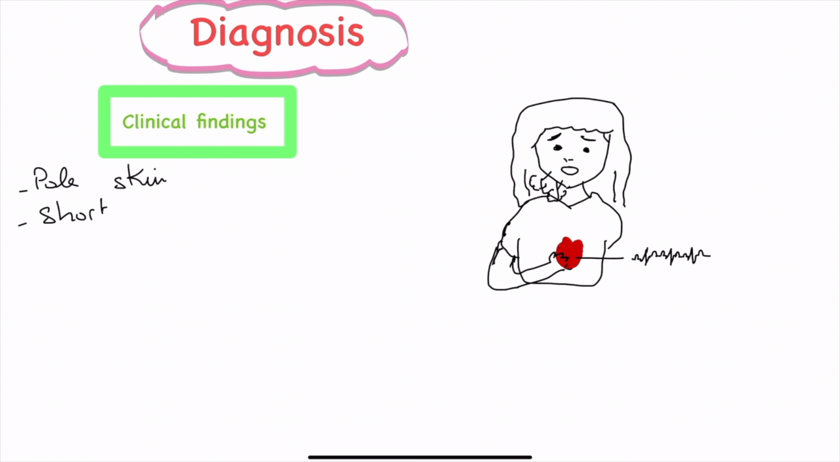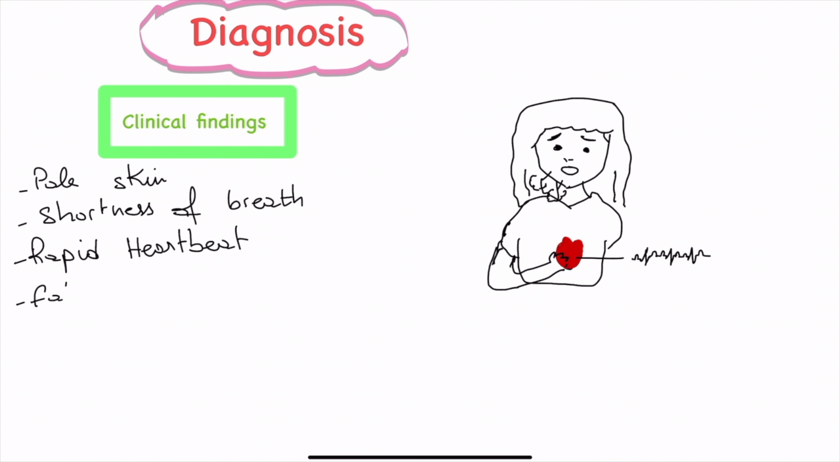Shortness of breath, as the lungs try to take in more oxygen. Rapid heartbeat is a sign of the heart trying to pump more blood. Fatigue, especially during activity. Dizziness, and in severe cases, it can lead to fainting due to a lack of oxygen to the brain. Other symptoms depend on the cause.